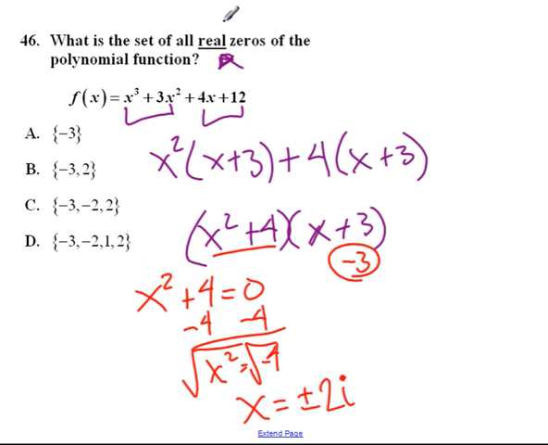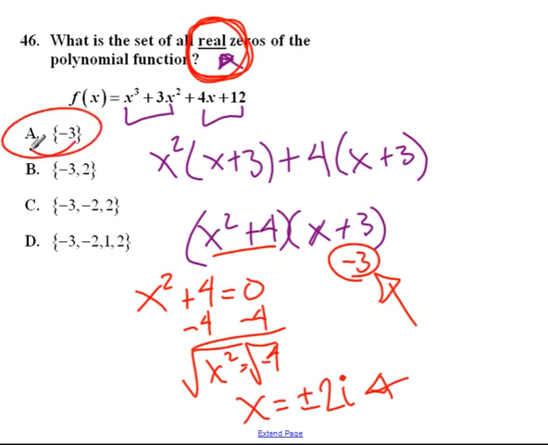Why? Because it wants the real answers. How many real answers did I get? Only this guy. Imaginary solutions, I guess, for this problem are not good enough for these people. They only want real ones. So, negative 3 all by itself is our only solution.